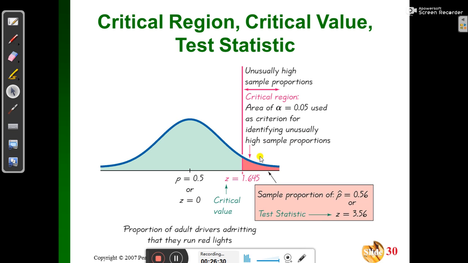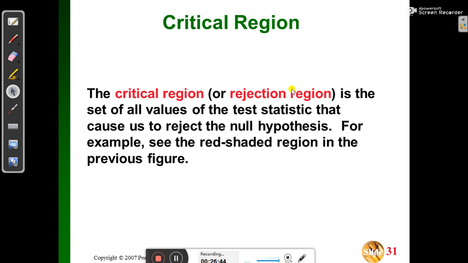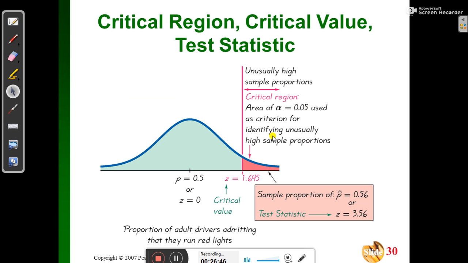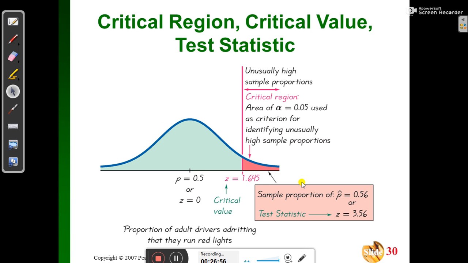Whatever samples come in that region of the normal distribution or binomial distribution, we can say that these values are unusually high sample proportions. So our value of 3.56 says that the happening of that event is highly rare. The critical region, or rejection region, is the set of all values of the test statistic that cause us to reject the null hypothesis. So we can reject the null hypothesis.